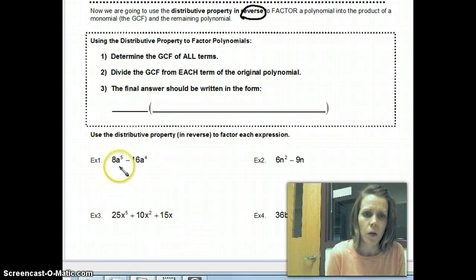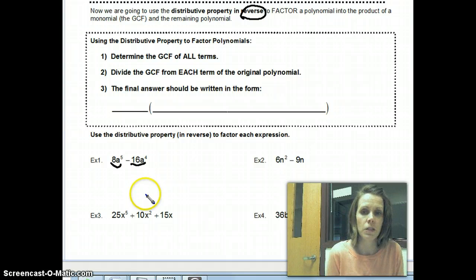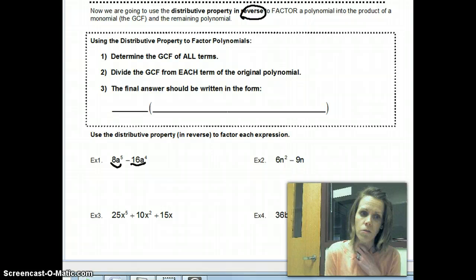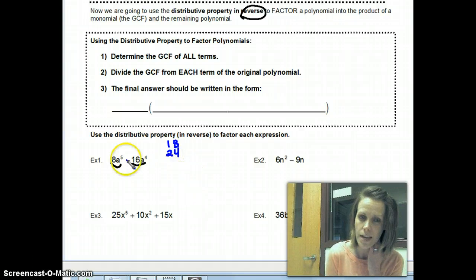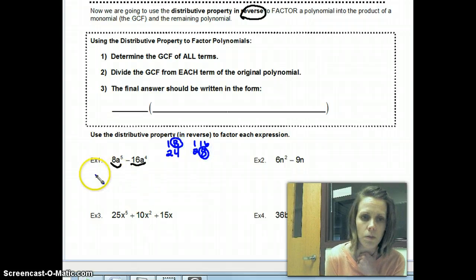So for example number 1, what you're going to look at is each term. So we've got 8a to the 5th and negative 16a to the 4th. Looking at those two terms, hopefully once you get pretty good at this, you're going to be able to just look at it and think, yep, I know the GCF. If you don't know, then you can use the long method and do your factor pairs. So for 8, our factors are 1 and 8, 2 and 4, and that's it, okay? And then for 16, remember it's 1 and 16, 2 and 8. Oh, right away I see a greatest common factor. So 8 is going to be the number that you're going to factor out. So I'm going to write that over here.